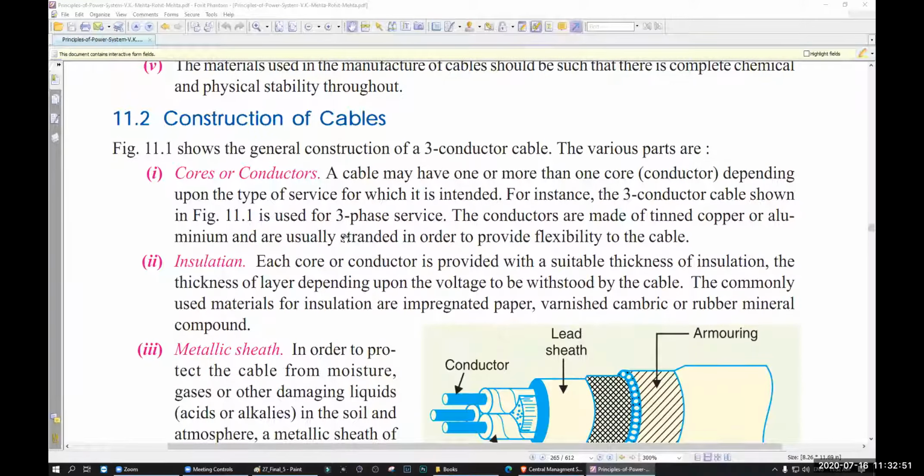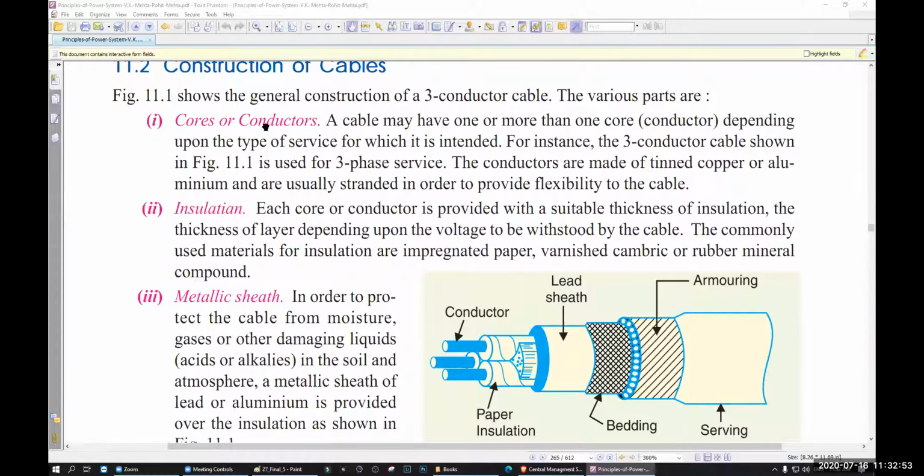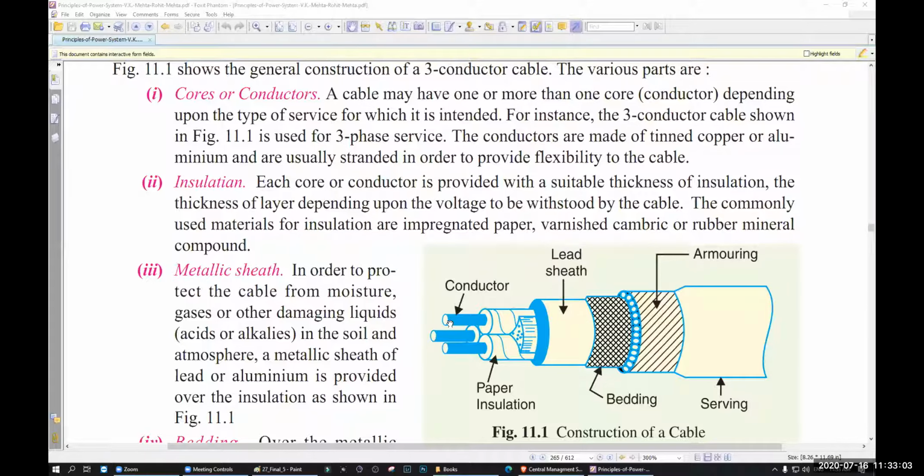Construction of cable. At first, you have to know the parts of our cable. The middle part, the main part, is the conductor. Here you can see you have three conductors, 1, 2, 3. That means this is a three-phase cable. So conductor 1, conductor 2, conductor 3 are surrounded with paper insulation. What do you mean by paper insulation?